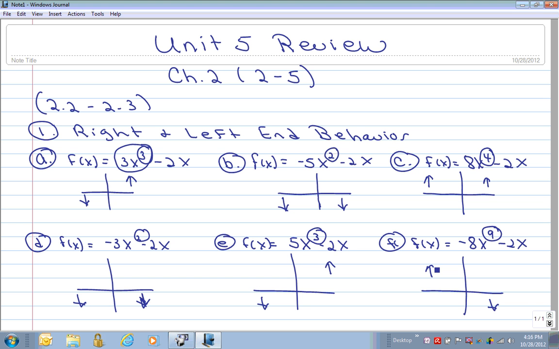Please make sure when we get to those really big problems where you're finding all of the zeros and the x-intercepts and the y-intercepts and you're graphing them, please make sure that you take into account your right and left behavior. That you do that at the very beginning, even if it doesn't ask you. That makes sure that you are graphing properly. And we're going on to the next problem.